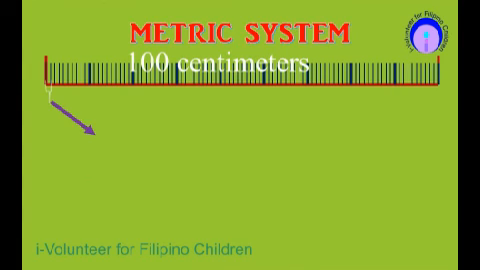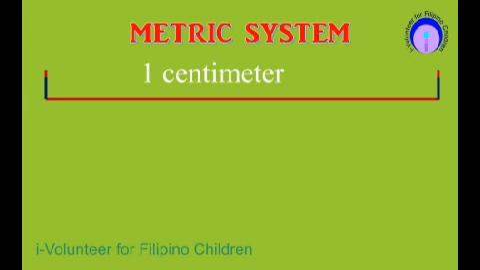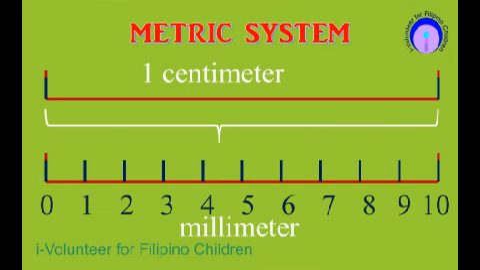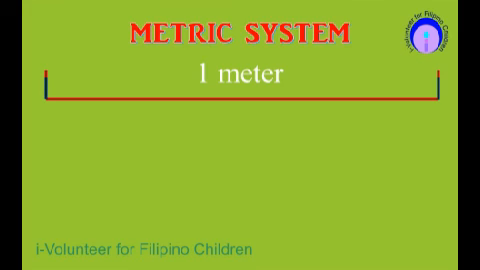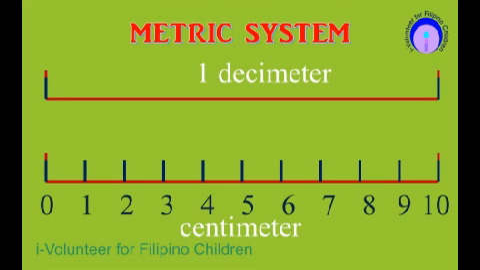Kapag hinati ang 1 centimeter into 10 equal parts, millimeter ang tawag doon. There are 10 millimeters in 1 centimeter. When a meter is divided into 10 equal parts, it is called decimeter. When 1 decimeter is divided into 10 equal parts, it is called centimeter. When 1 centimeter is divided into 10 equal parts, it is called millimeter.